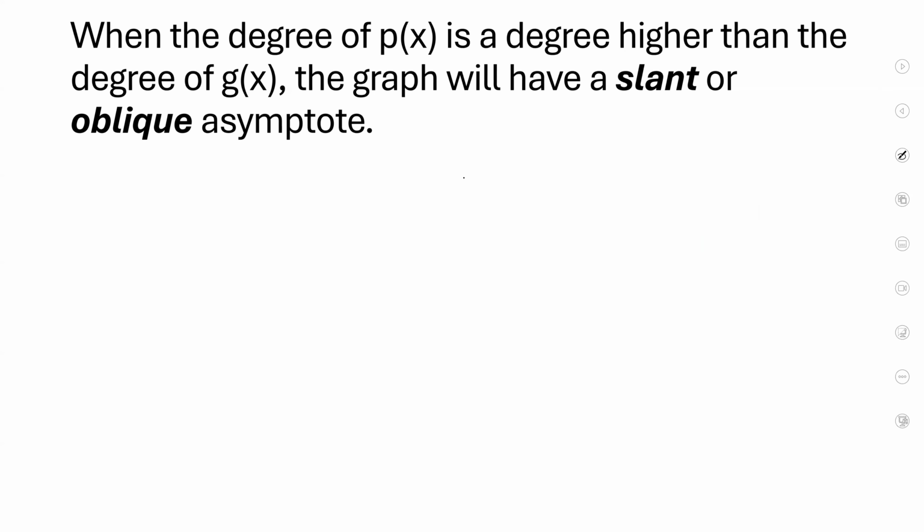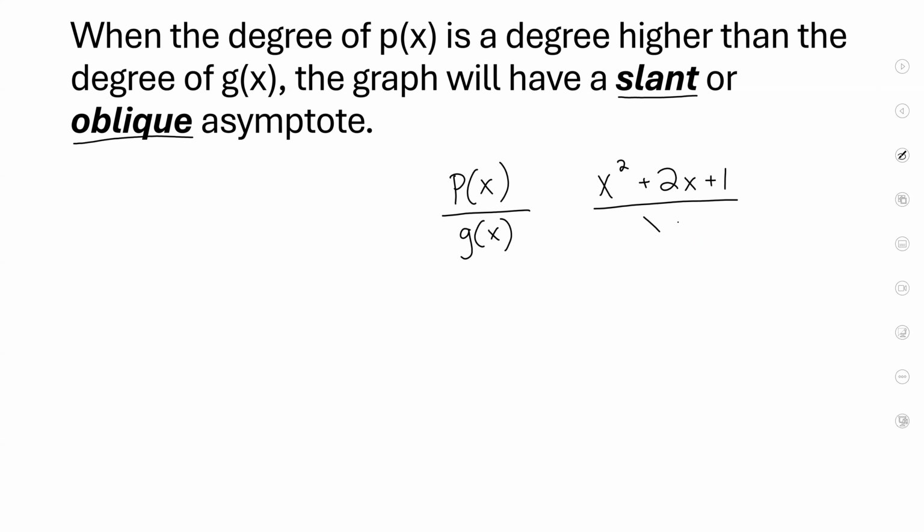If I have p of x over g of x, and the degree of p of x is 1 degree higher than g of x, then that means you're going to have a slant asymptote, also known as an oblique asymptote. So for example, let's say I have x squared plus 2x plus 1 over x minus 3. Because the degree of the numerator is just 1 degree higher than the denominator, I'm going to have a slant asymptote. Okay, so let's go ahead and look at an example.